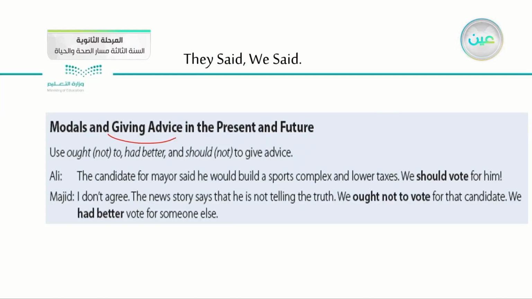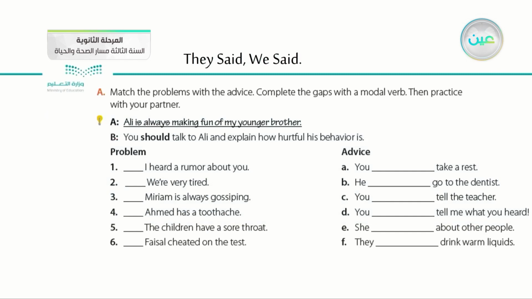Now, after we've talked about each one of these expressions, we will go now to the exercise where we're going to practice what we have just learned. We said that we have three expressions: ought to, should, and had better. And they are all used to give advice about something. Let's start with an example to make everything clearer for you. A. Ali is always making fun of my younger brother. B. You should talk to Ali and explain how hurtful his behavior is.